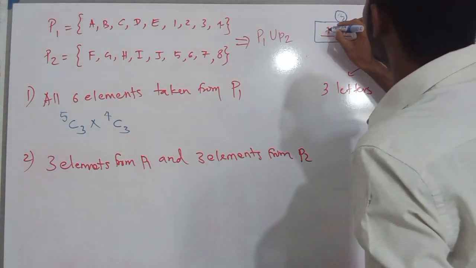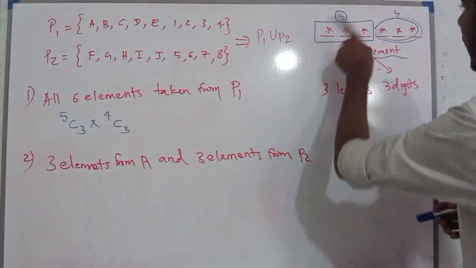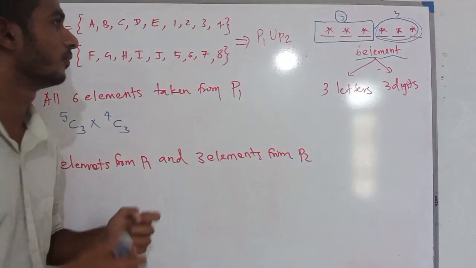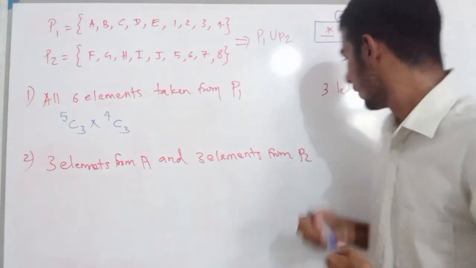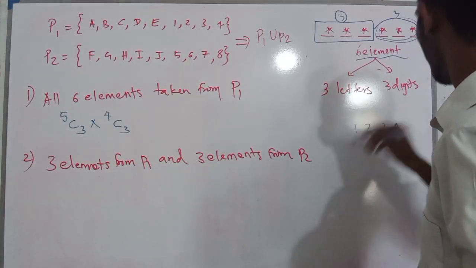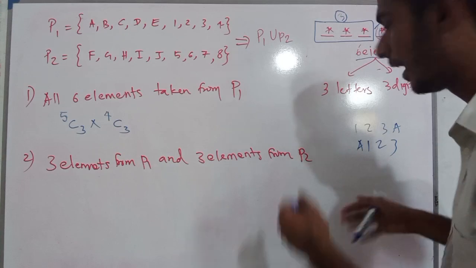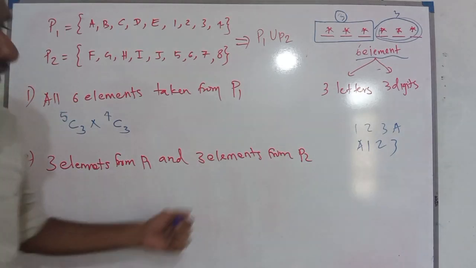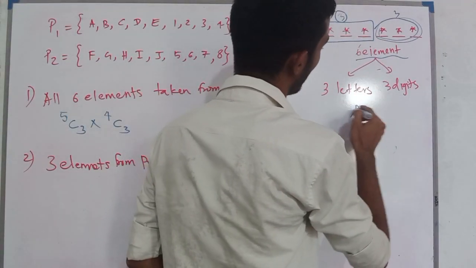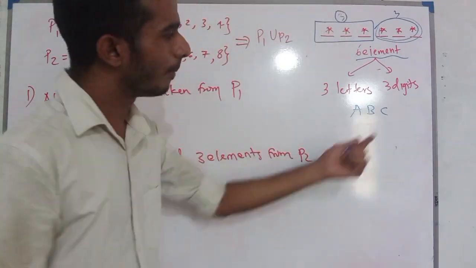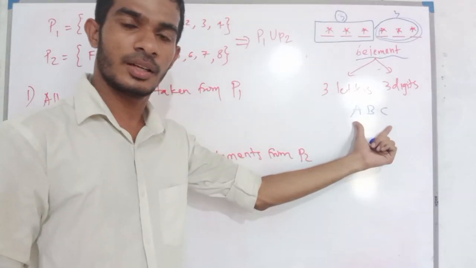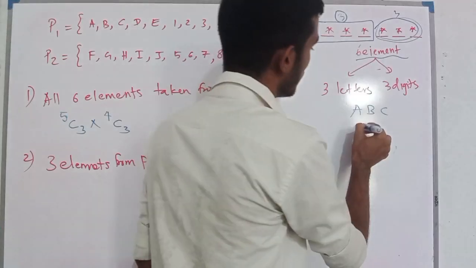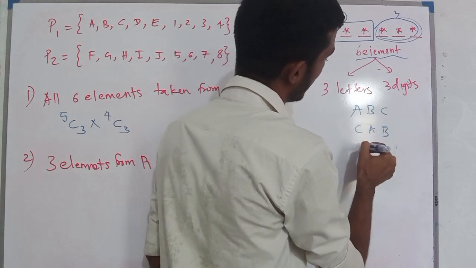Now we have six elements. By shuffling these six elements we can make passwords, right? So you know how to generate passwords. Now A, 1, 2, 3 means again 1, 2, 3, A. Likewise we can shuffle the elements among themselves. Let me take a simple example. A, B, C, right? Now by shuffling these three elements, let's say this is my password, I can make another password like CAB.